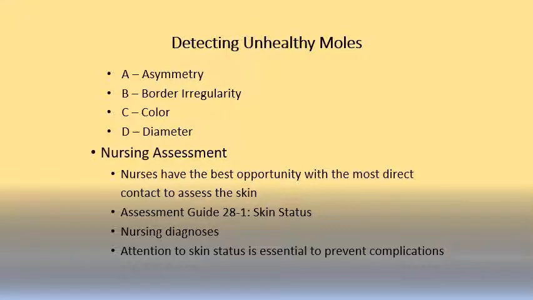Okay, so one of the very important things that we need to keep in mind is detecting unhealthy moles. Unhealthy moles may be an indication of skin cancers, so it's very important for us to know how to assess moles. Number one, A, which is asymmetry. B, the border, or the irregularity of the borders. C is the color and D is diameter.